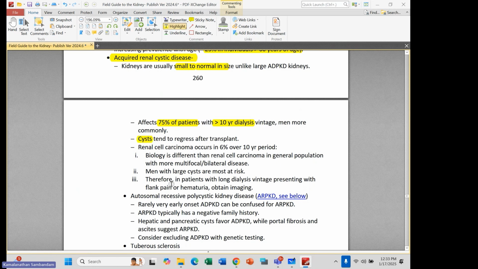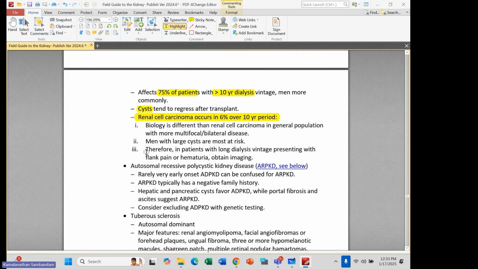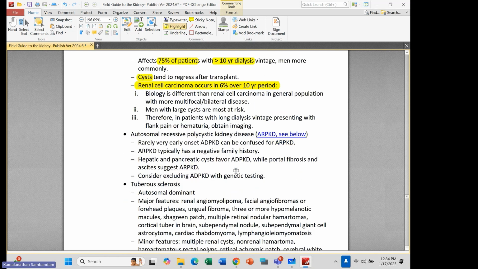Okay, these cysts tend to shrink in size after transplant. And these, unlike the ADPKD kidneys, do have a detectable increase in the rates of renal cell carcinoma. You can see that one estimate is around 5% over a 10-year period. Okay? So that's relevant when you're working up patients for transplant. Again, acquired cystic kidney disease is common in patients with prolonged dialysis vintage. You would want to consider surveillance in a transplant patient who has a history of acquired cystic kidney disease for malignant transformation of those kidney cysts and the development of renal cell carcinoma later.